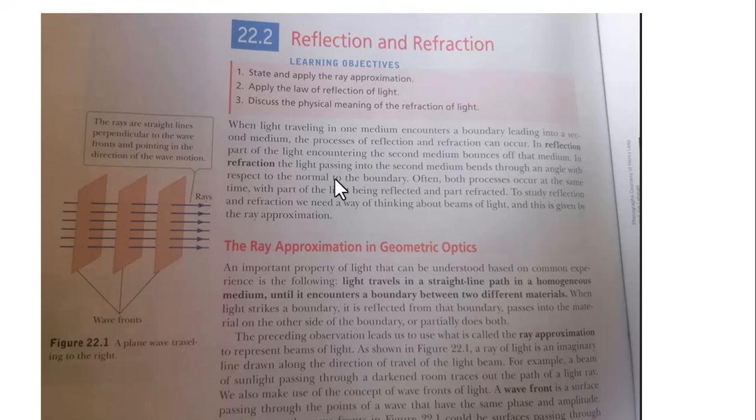In refraction, the light passing into the second medium bends through an angle with respect to the normal, to the boundary, right? Let me read that once again. In refraction, the light passing into the second medium bends. It bends through an angle with respect to the normal, to the boundary. So you have a boundary. Now, remember light is moving from one medium, and maybe there is a boundary even when it is traveling inside of the air, for example. There's a boundary there because there are molecules that light has to interact with, and it depends whether these molecules are in a liquid, solid, or gaseous state, allowing light to penetrate through them.